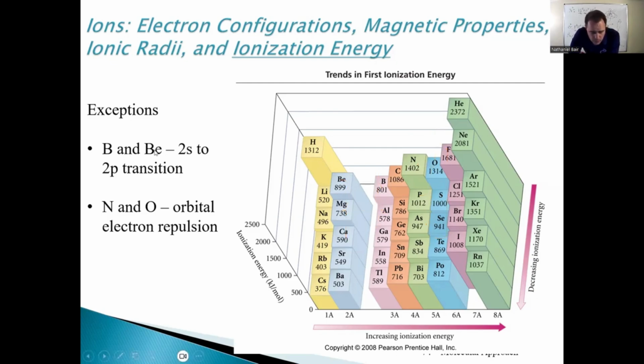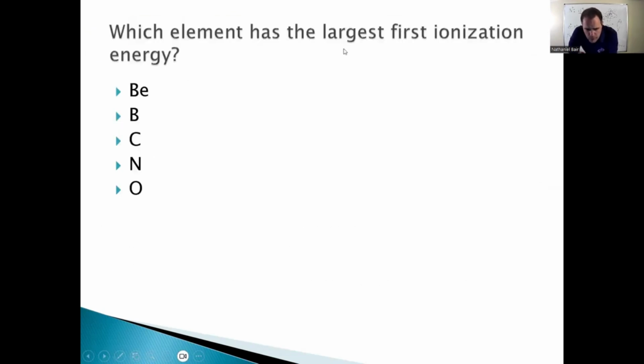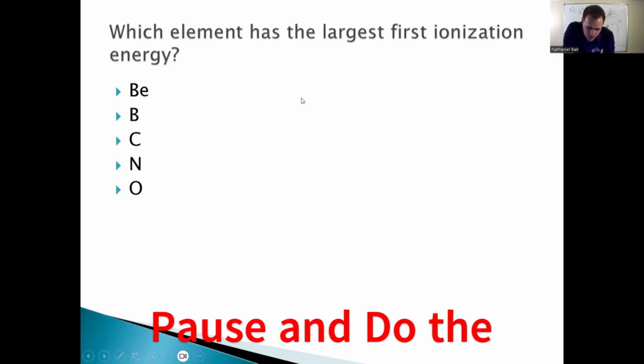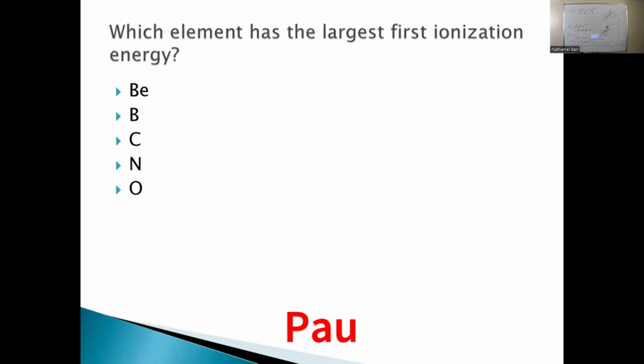All right, let's go back. Go ahead here. Which of these elements has the largest first ionization energy? Be careful. Careful. Who's got the largest first ionization energy? Go ahead. Hopefully you picked, drum roll please, nitrogen.